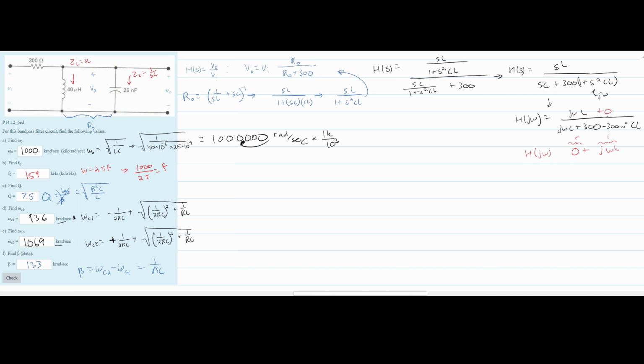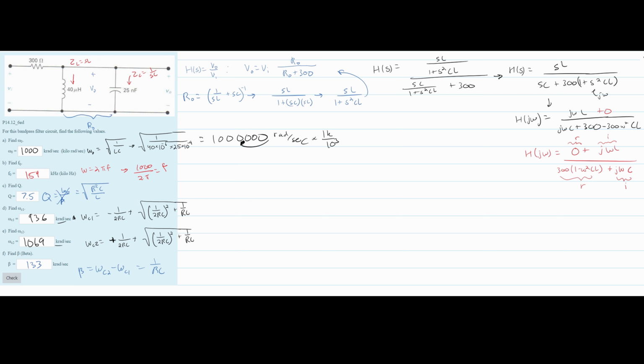Remember, we have H(j omega) still is equal to this, and this is all over, again, the real, so whatever doesn't have a j in it, this is going to be the 300, and I'm just going to factor the 300 out again just to keep it simple. 1 minus omega squared CL, this is the real, and then we have plus the j omega times RC, and this is our imaginary. And then we can divide it out, get the magnitude, get the polar form, rectangular form, whatever have you, but that's just a side note of how it would look.